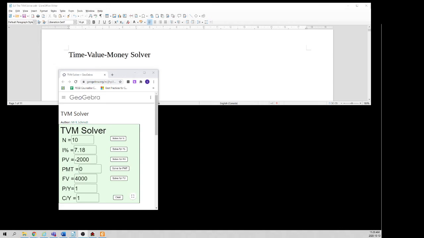Okay, so we're going to look at something called the TVM Solver. Now, the TVM Solver stands for Time Value of Money. And this is a tool that can be used to help you manage your finances, to plan. It's very much a real world tool that people in the financial industry would use to answer simple problems. And so let's take a look at what it can actually do, and then we'll talk about maybe how it does it.